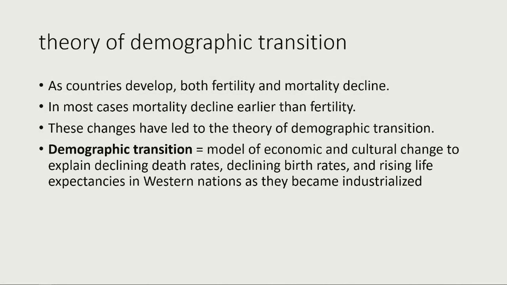Now, my colleague earlier on also alluded to this particular thing about theories. You basically find, as we develop, both fertility and mortality decline. In most cases, mortality will decline earlier than fertility. Why is that the case? Almost all of us in this room are afraid of death. But we may have different views as far as having children is concerned. And the people before us have come up with this famous theory, the theory of demographic transition, that talks about how fertility and mortality change as societies move from traditional to modern, as we develop, basically.